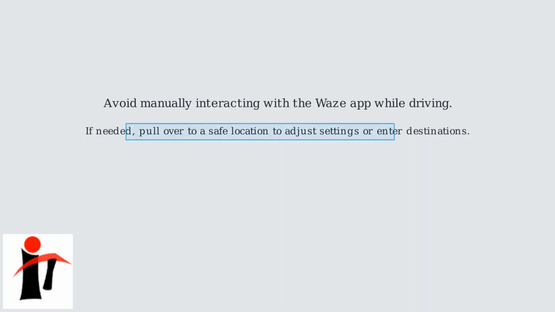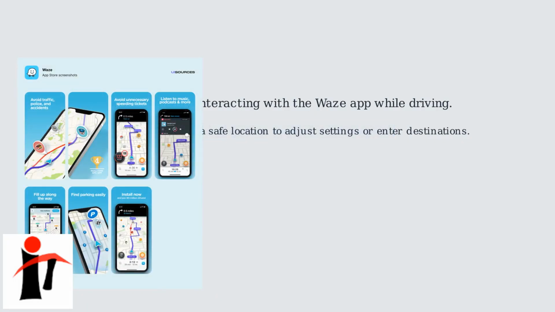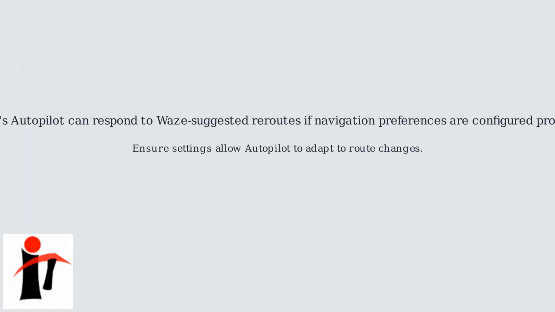While Waze provides valuable information, never interact with the app manually while the vehicle is in motion. Touching the screen or entering data can create dangerous distractions. Always pull over to a safe, legal spot before making any adjustments to destinations or settings. When using Tesla's autopilot features, remember that the system can automatically respond to reroute suggestions from Waze. Make sure your navigation preferences in the Tesla settings are set to allow this integration, enabling safer, hands-free adjustments to your route based on real-time traffic data.